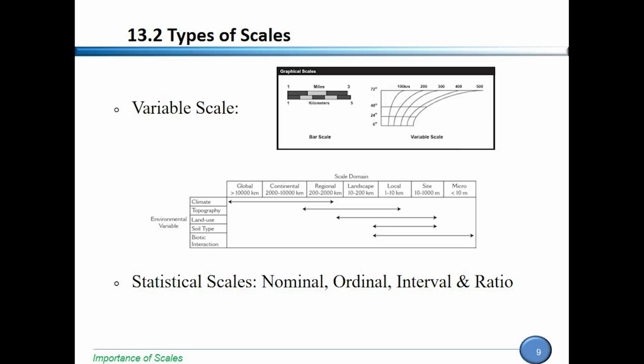Apart from this scale, there are other scales which are not used in geography, but which are used by statisticians, that is the nominal scale, the ordinal scale, the interval scale and the ratio scale. So, these are the different types of scales that are being used.